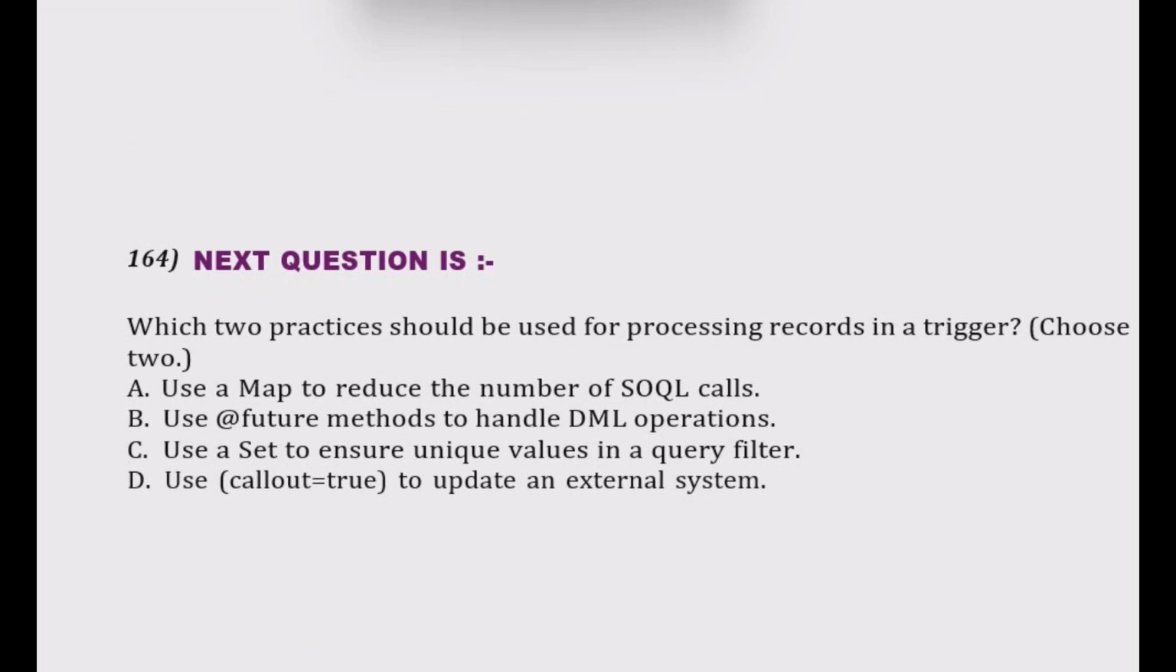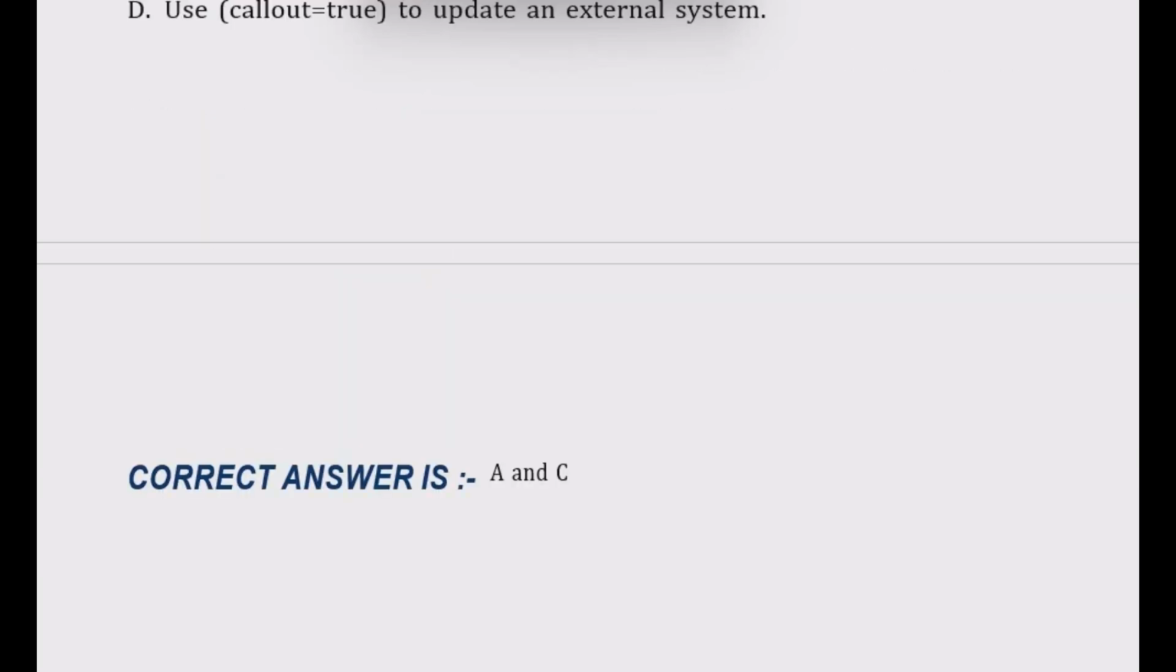Question is, which two practices should be used for processing records in a trigger? Option A, use a map to reduce the number of SOQL calls. Option B, use @future methods to handle DML operations. Option C, use a set to ensure unique values in a query filter. Option D, use Database.allowCallouts equals true to update an external system. Correct answer is option A and option C.